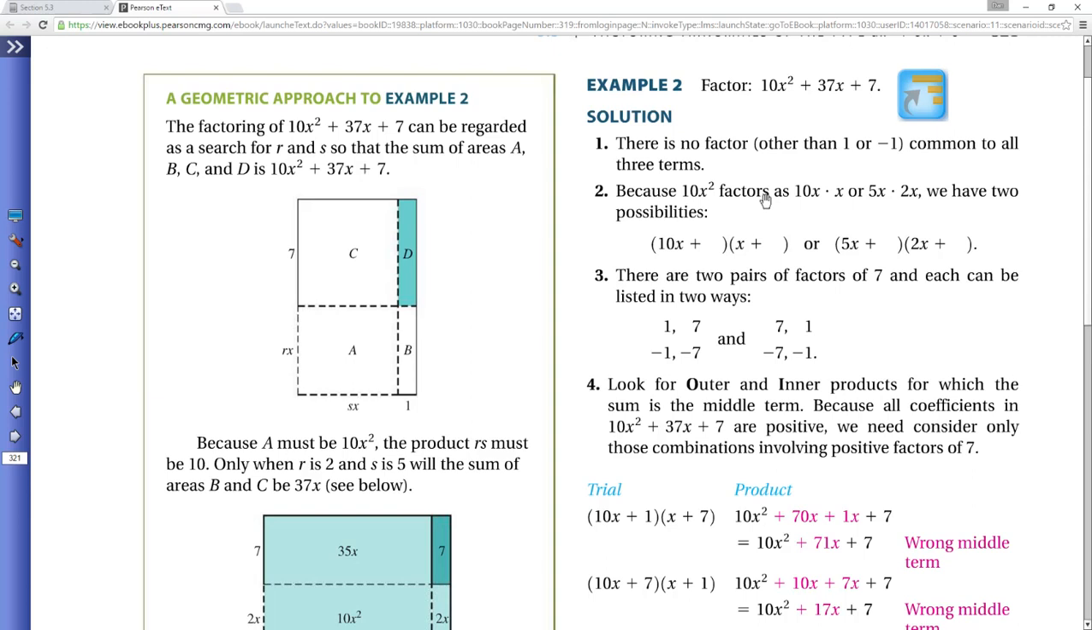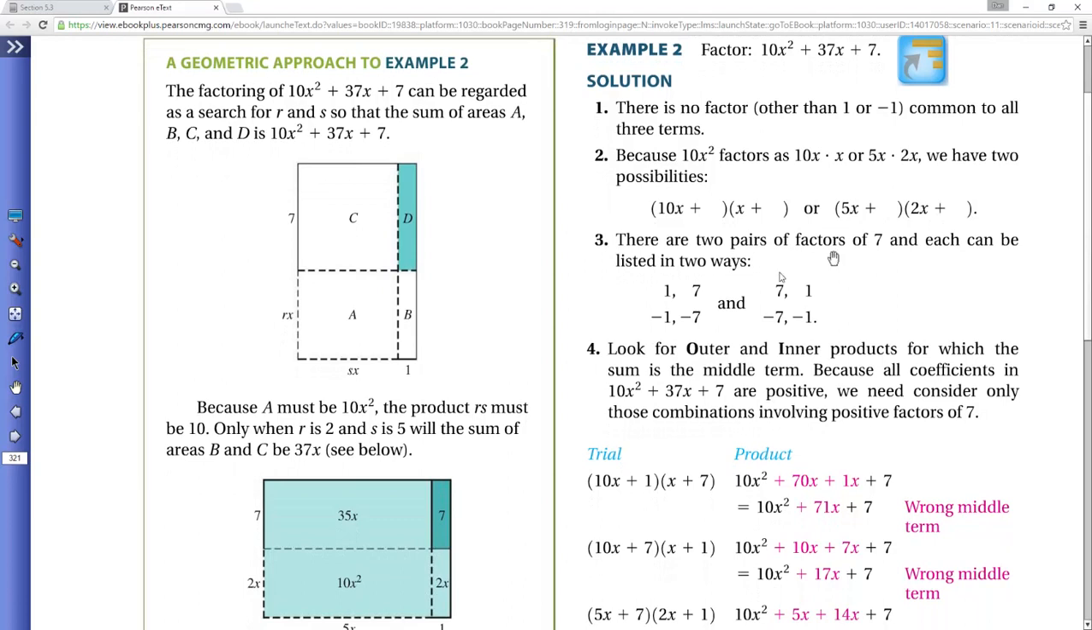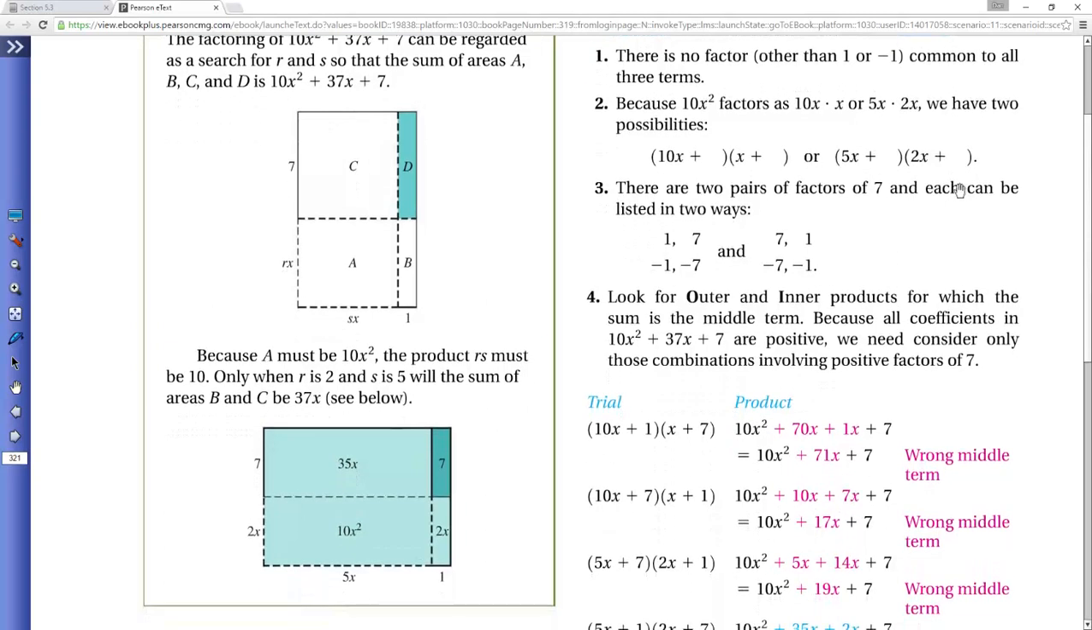Okay. Well, there's 2 possibilities for first terms in these binomials. I could have 10x times 1x or 5x times 2x. And the factors for the last term. So after we check for a common factor, then we deal with how I can write factors to get my first term. And that's this 10x times 1x and 5x times 2x.